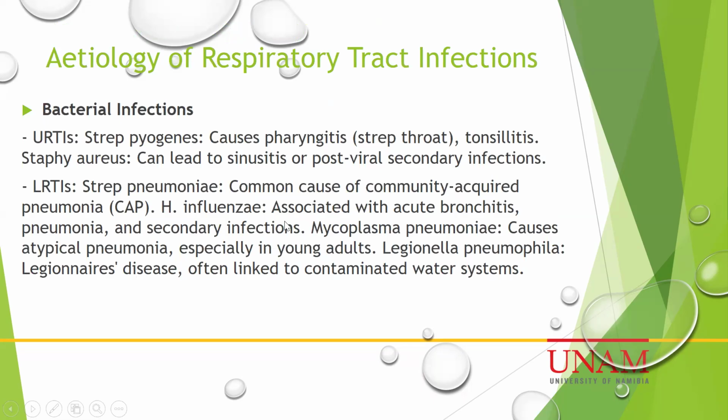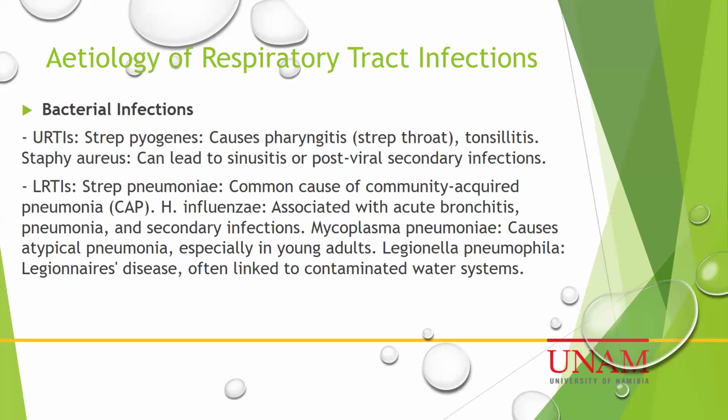All right, the bacterial agents that cause respiratory tract infections. For the upper respiratory tract infections, the bacteria include Streptococcus pyogenes, which is the common cause of strep throat or sore throat, as we're going to see, and tonsillitis. We have Staphylococcus aureus, which can lead to sinusitis or post-viral secondary infections. For the lower respiratory tract infections, the bacterial agents include Streptococcus pneumoniae, which is the common cause of community-acquired pneumonia.